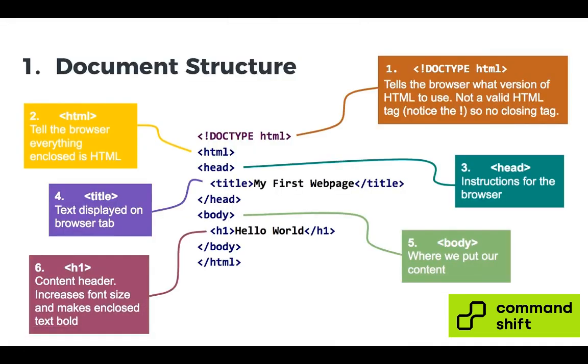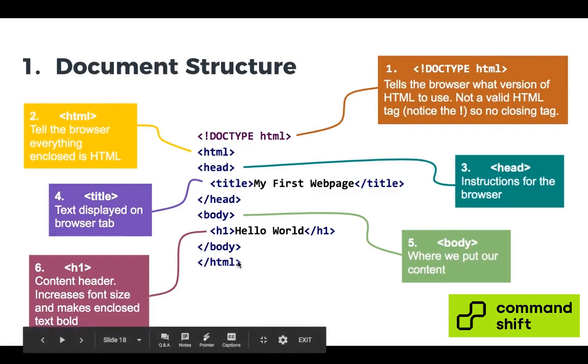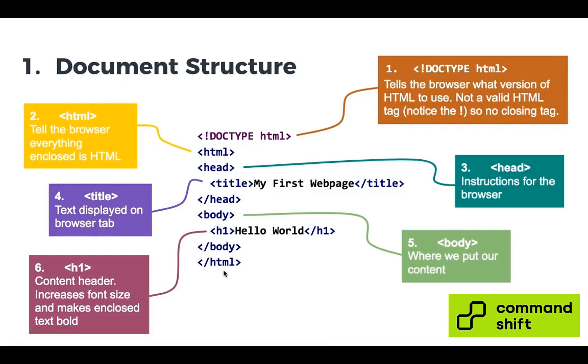Okay, the document structure. All HTML documents need to have a few things. The first thing is this top-level doctype HTML. This basically tells the browser which version of HTML you're trying to represent, because there have been different revisions of the HTML spec. And every HTML document starts with the HTML element tag. So this one, HTML. And then obviously you have the closing tag at some point, right?